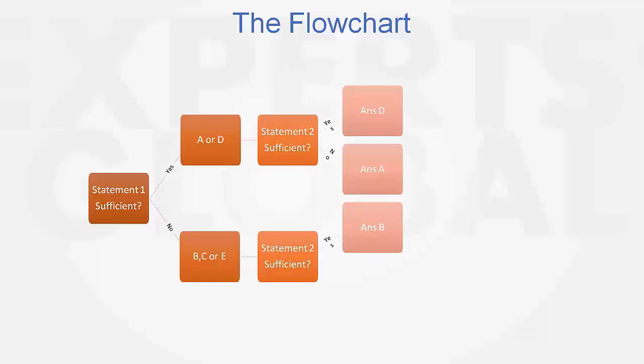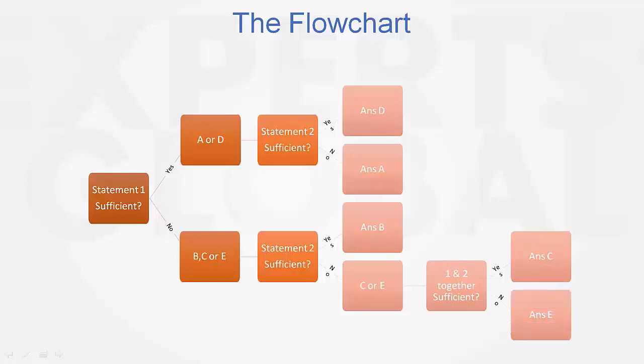In case Statement 2 also fails to give you an answer, in this case, there are two possibilities. The correct answer choice can be option C or option E. Please note, this is the only case where you must combine the two statements and look for an answer. When you combine and you are able to get an answer, the correct answer choice becomes option C. When on combining, you are still not able to get an answer, the correct answer choice is option E. So this is the entire flowchart, friends. This is for explaining the overall approach.